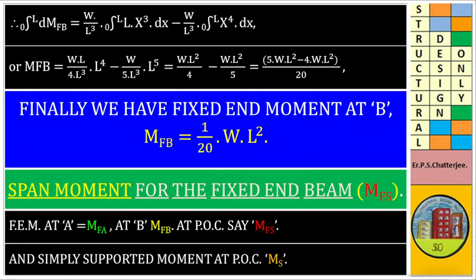By integrating this equation, once again limit 0 to L, ∫dMFB is equal to W by L cube integration of L into x cube dx minus W by L cube into integration of x to the power 4. Therefore, MFB is equal to W by 4 L cube into L to the power 4 minus W by 5 L cube into L to the power 5, which is equal to W L square by 4 minus W L square by 5, which is equal to (5 W L square minus 4 W L square) by 20. Finally, we have fixed end moment at B is equal to MFB is equal to 1 by 20 W L square.